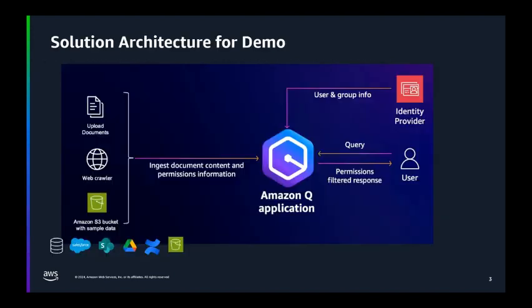So let's have a quick look at the solutions architecture for the demo. First, users and groups information must be defined in the IAM Identity Center. And then I can ingest document, content, and permission information from data sources. Amazon Q Business supports up to 40 enterprise data sources. And once that is done, users can query and permissions-filtered responses will come back to the user from the Amazon Q application. Now let's go into the console and start the demo.